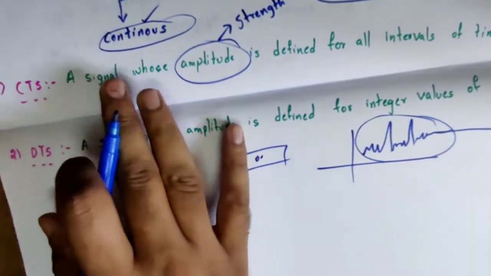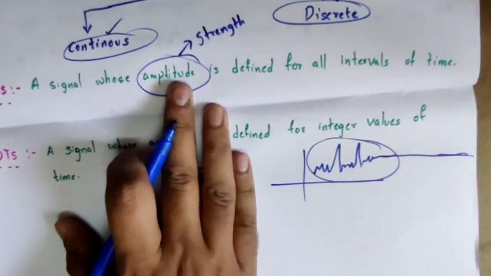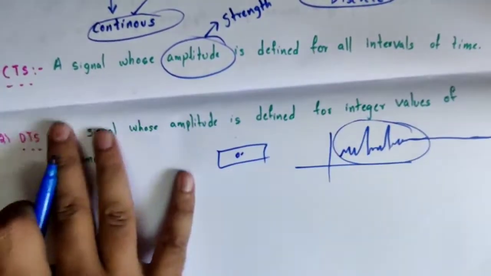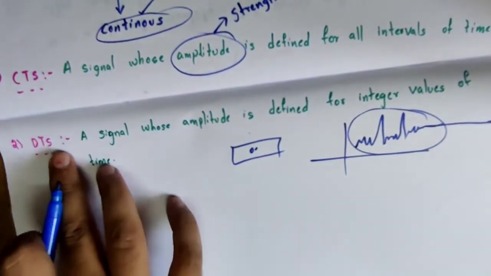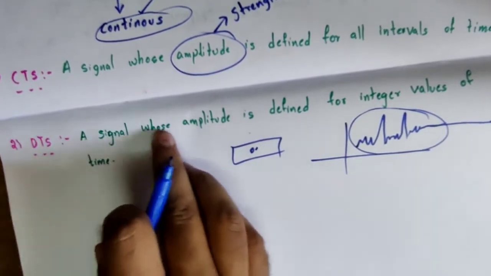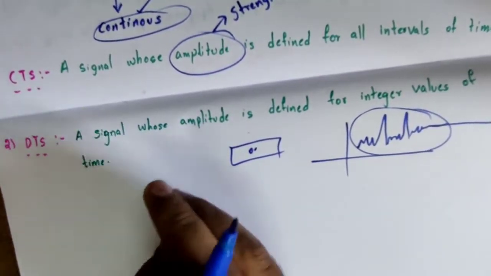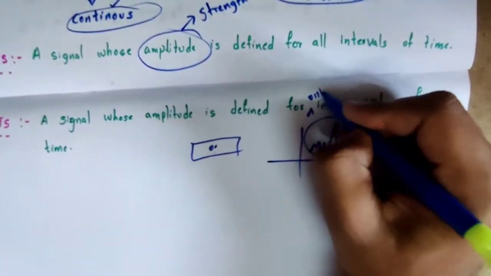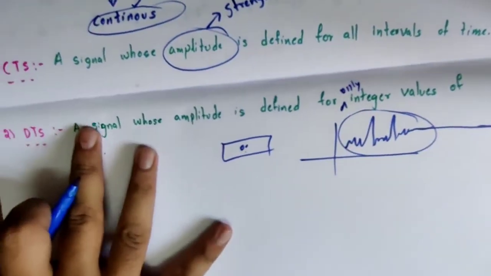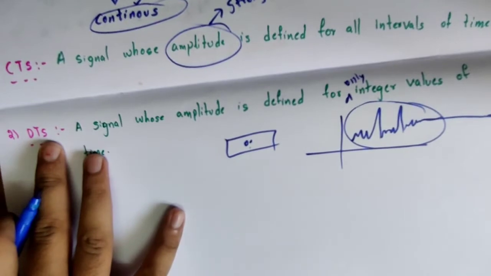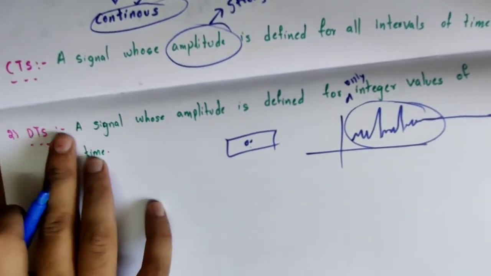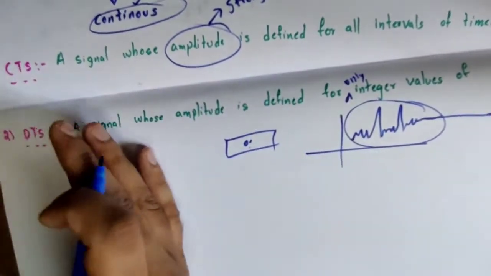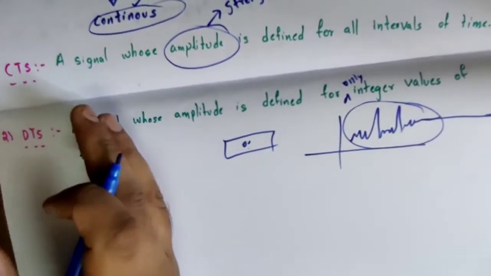Now come to the definition. A signal whose amplitude is defined for all intervals of time, we will see with an example, don't worry, is known as a continuous time signal. Whereas a discrete time signal, what is a discrete time signal? A signal whose amplitude is defined for only integer values of time. Such a signal is known as a discrete time signal. Why I am saying digital is the third classification, which I told in the starting of the lecture, we will also see that.